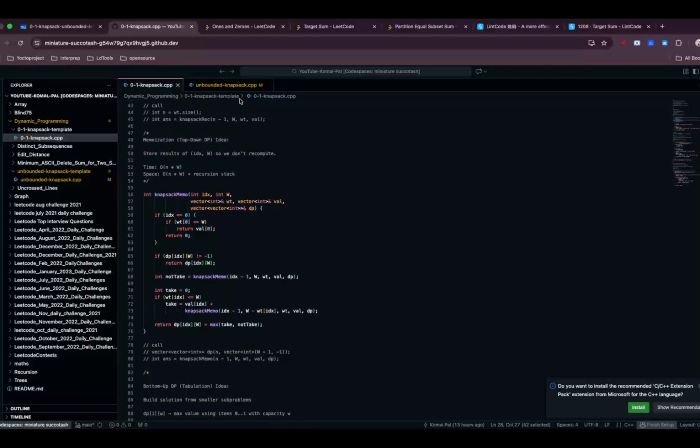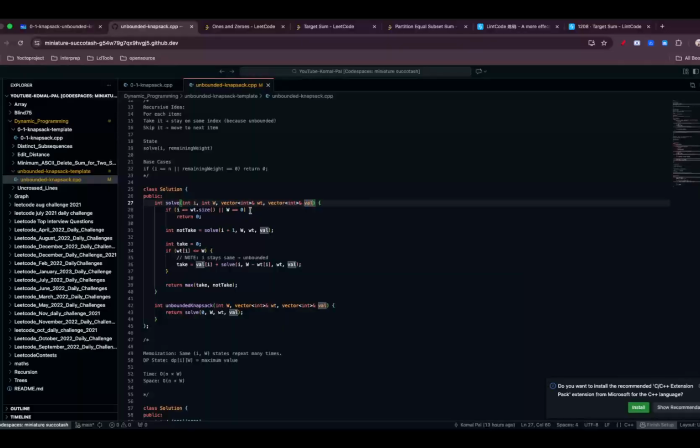DP will be the same. So only this thing is different, that is this weight equal to 0 condition which got added. And also here i plus 1 or i minus 1 is not there, just because we can choose n number of items. So that is the difference between unbounded and 0 1 knapsack. Now this thing is fine.